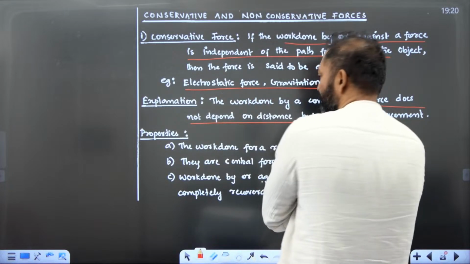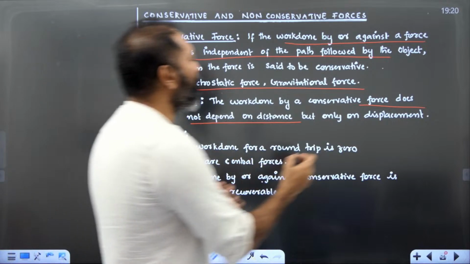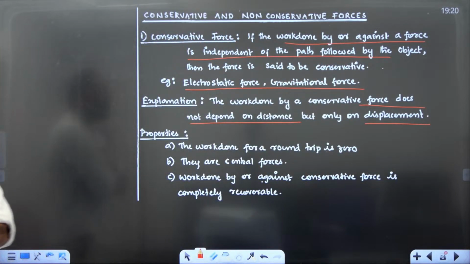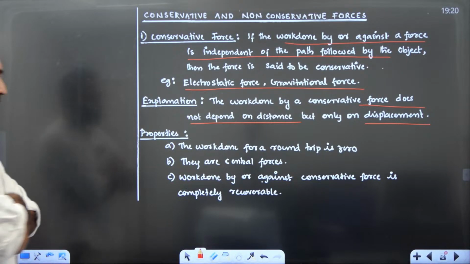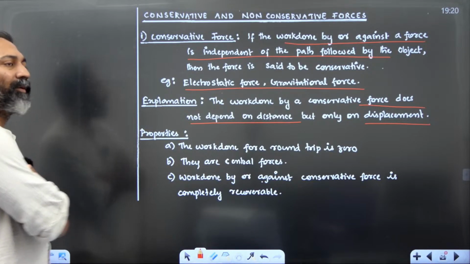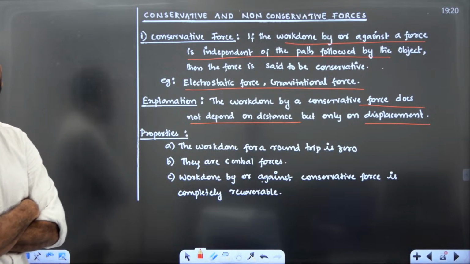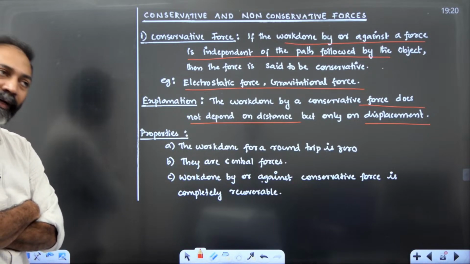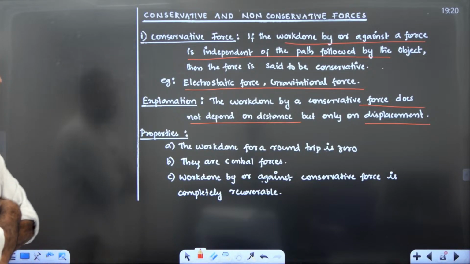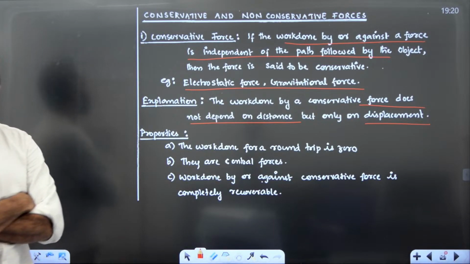Work done by a conservative force does not depend on what? Distance, but it depends only on what? Displacement. Properties: work done for a round trip is zero. Why is work done zero? Because for a conservative force, work done depends on displacement. Round trip means the body is coming back to the initial position. So what will be the displacement? Zero. Then what is the other property? The conservative forces are central forces.